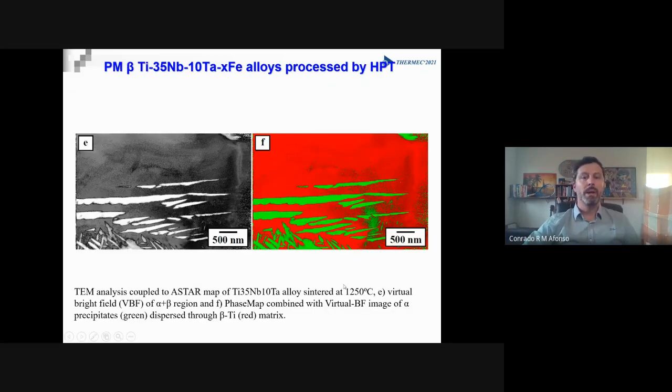Okay. And we did the ASTAR analysis, the orientation mapping in nanoscale. We can see here the reference bar of 500 nanometers, and we can characterize, we can identify very small needles of alpha phase, nanoscale. So here we can see how useful is the technique of ASTAR. In the left, we have the virtual bright field image, and on the right, we have the phases image. In red, we have the beta titanium matrix. In green, we have the alpha phase here.